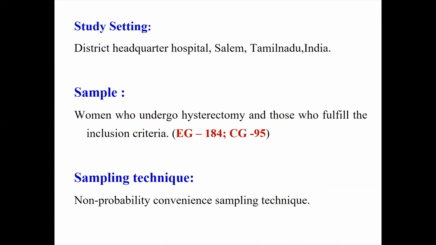The setting was District Headquarter Hospital, which is a tertiary level hospital located in Salem, Tamil Nadu, India. The samples were the women who underwent hysterectomy and fulfilled the inclusion criteria. Based on the inclusion criteria, the experimental group was 184 women and the control group was 95 women. The sampling technique used was non-probability convenience sampling.